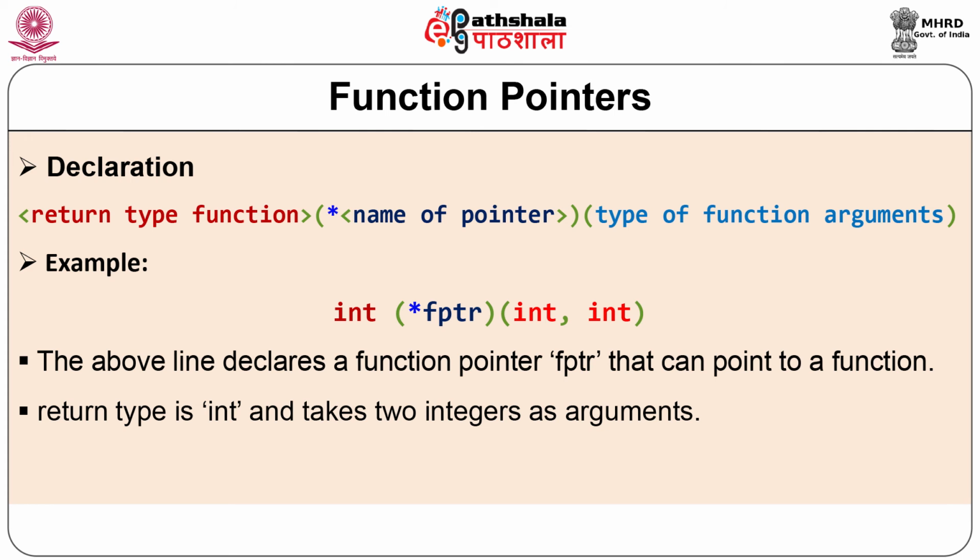Let us see function pointers. Function pointers are similar to pointers to characters or pointers to integers, etc. We can have pointers to functions. Function pointers can be declared as, you can see the syntax, return type, function, star, name of pointer, type of function arguments. You can see the example like int (*fptr)(int, int). fptr is the pointer name, and the function arguments here are integers. This statement declares a function pointer, that is fptr, that can point to a function whose return type is integer and takes two integers as arguments. We will see functions in depth in the function module.